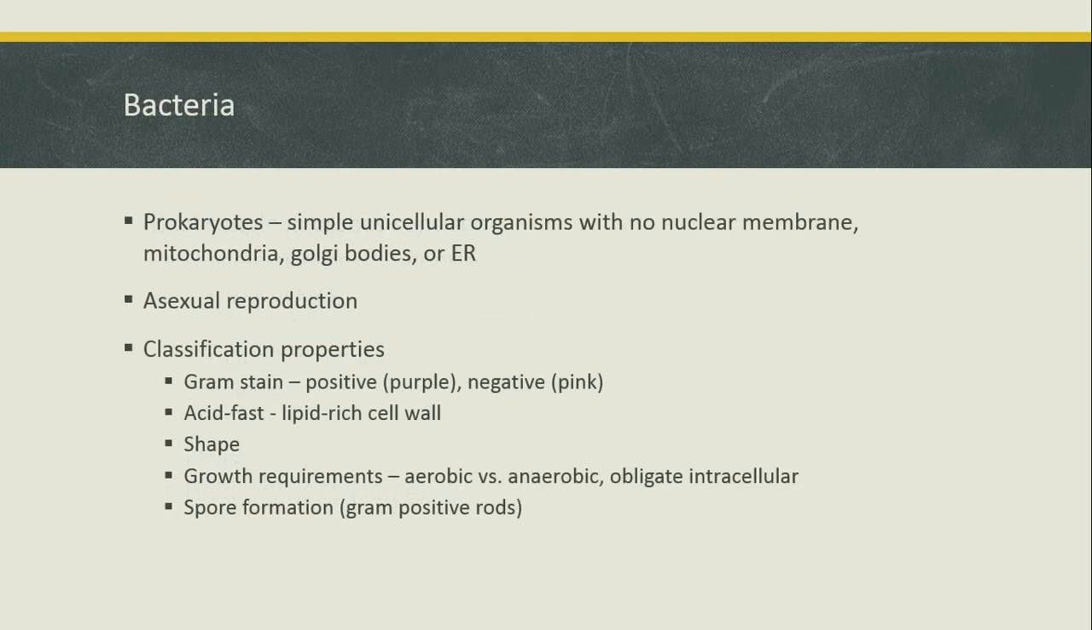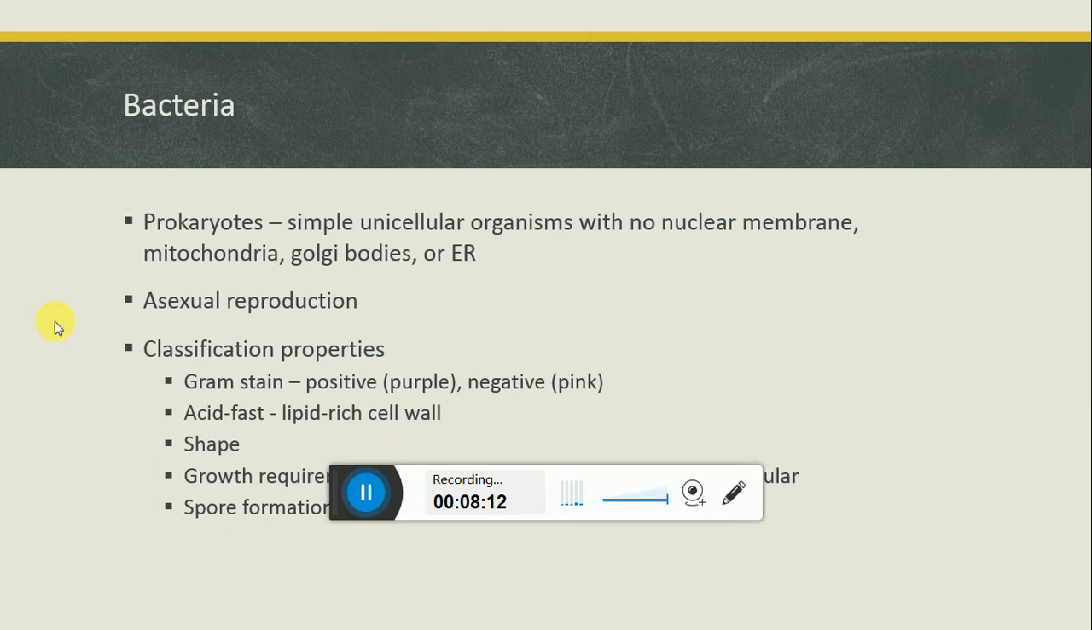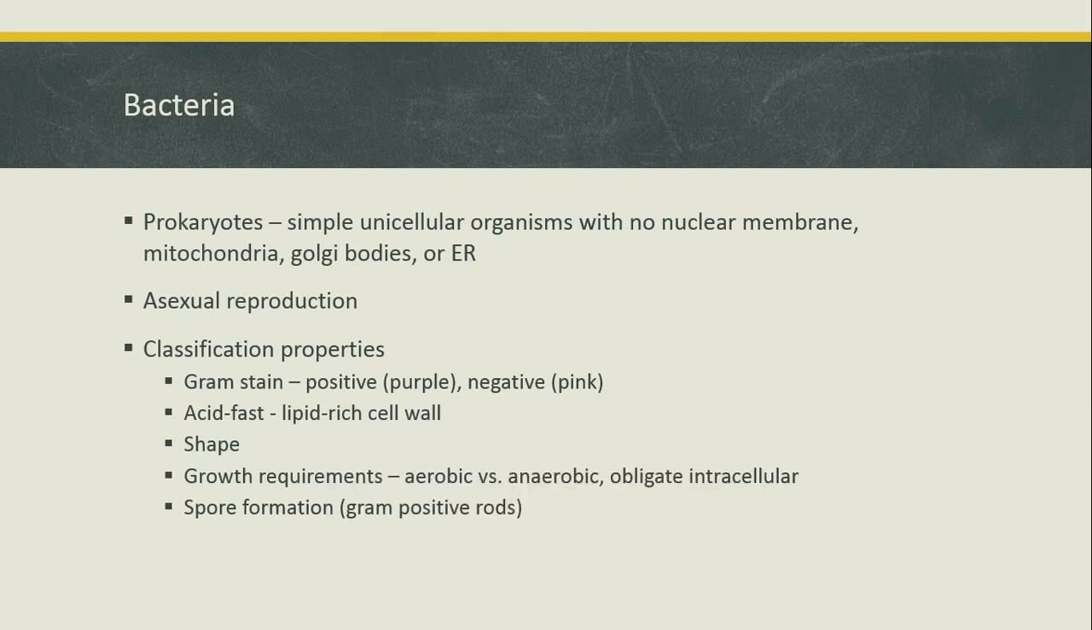Bacteria are prokaryotes. So prokaryotes are simple unicellular organisms with no nuclear membrane, mitochondria, Golgi bodies, or endoplasmic reticulum. And they reproduce asexually. And the primary classification that we look for is the gram stain that I mentioned earlier. So you have something that's either positive or negative. A good way to remember it is that positive is purple because it has a P. Negative has the letter N, and so does the word pink. So N, negative, is pink and positive is purple.